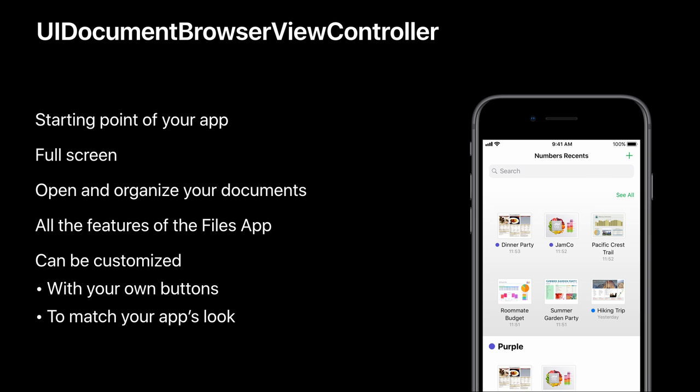Of course, once your customer opens the document, you get to present your own UI on top of the browser to present your document edition UI, for example. Now, because the document browser is the entry point of your app, it is best to make it the root view controller.